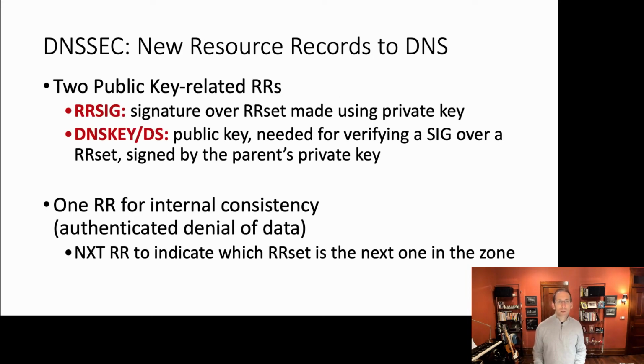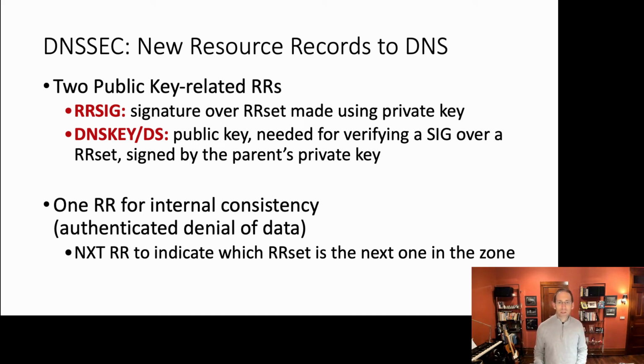There are two public key related resource records, one called the RRSIG, which provides a signature over the RR set, or the set of responses, and that signature is made using the private key of that authoritative name server that's returning the RR set. There's also a record called a DNSKEY, or its corresponding DS record, which is really just a hash or a smaller digest of the DNSKEY record.